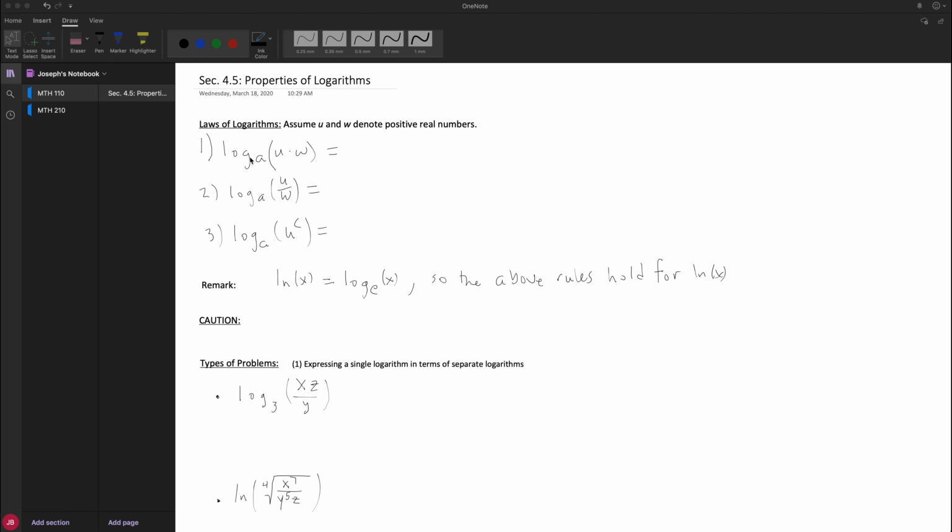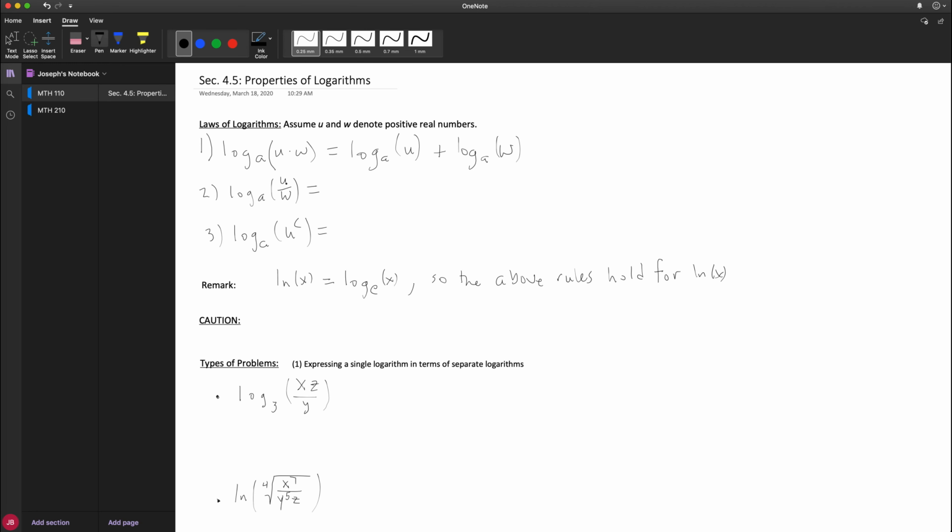But first, we have the log base a of a product, u times w. If you've had practice with this before, you'll know that that is the log base a of the first factor, which is u, plus the log base a of the second factor, which is w.